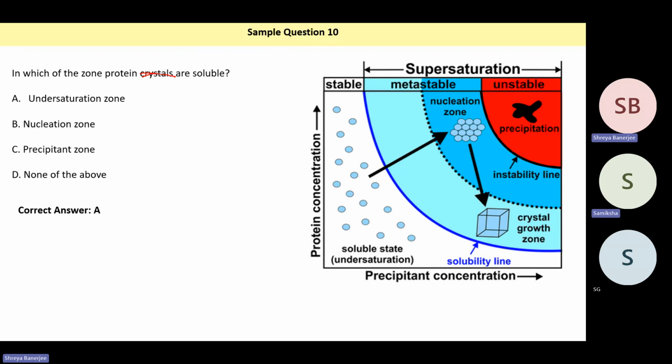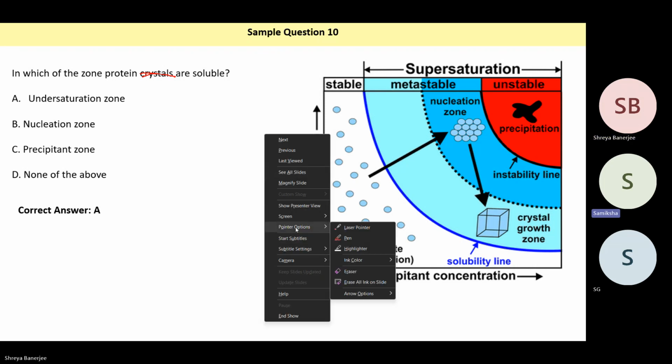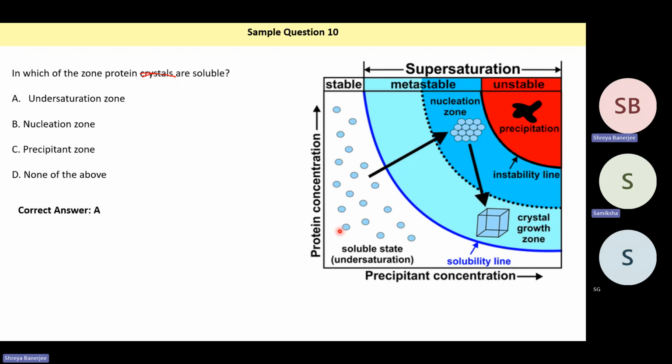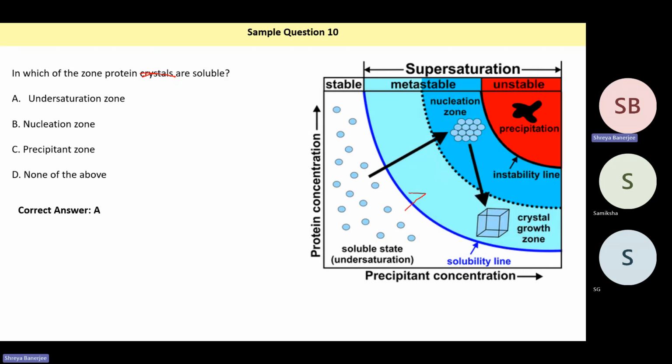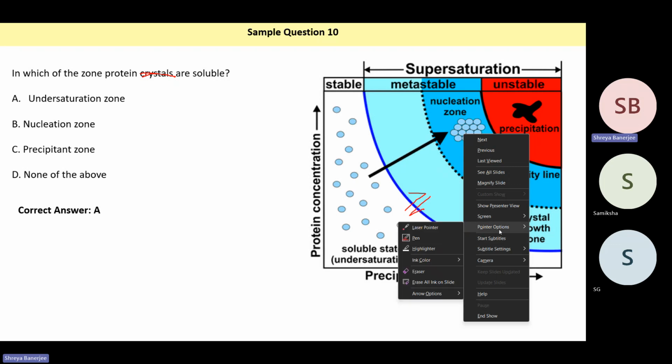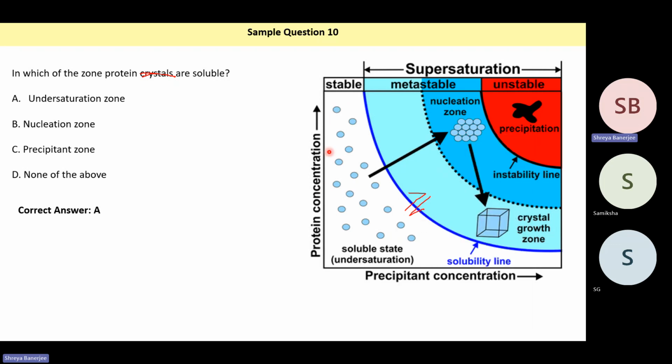Okay. Ma'am, can you explain the graph once again? What is the nucleation zone, and why is it called the nucleation zone? Yeah, so in the soluble state, there is first of all an equilibrium between the white region and the light blue region. In the white region, the protein is in solution. There is no crystal forming. That is the under saturation zone.